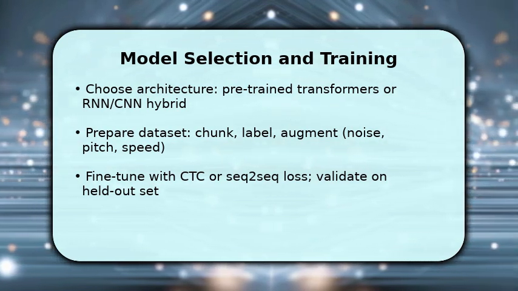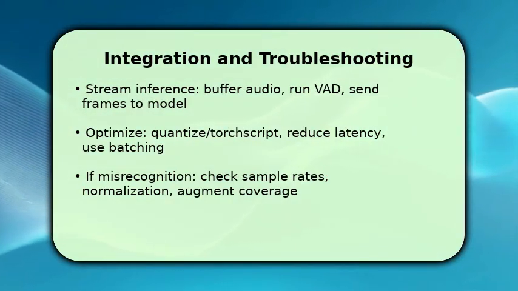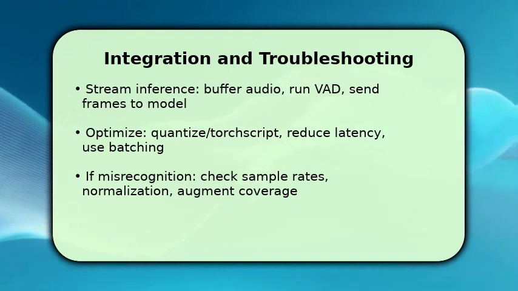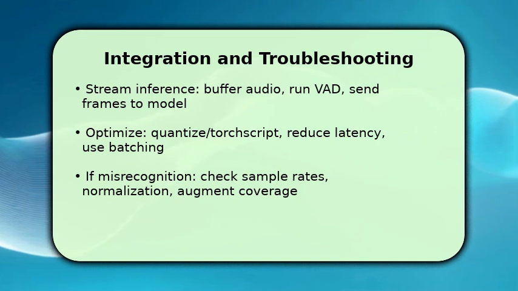You finalize by integrating the model for live use. Implement voice activity detection, buffer frames, and stream inference with low-latency batching. Once done, optimize runtime, apply quantization, TorchScript, or ONNX export, and reduce unnecessary copies to cut latency. Make sure to implement confidence thresholds and language model rescoring for better accuracy.